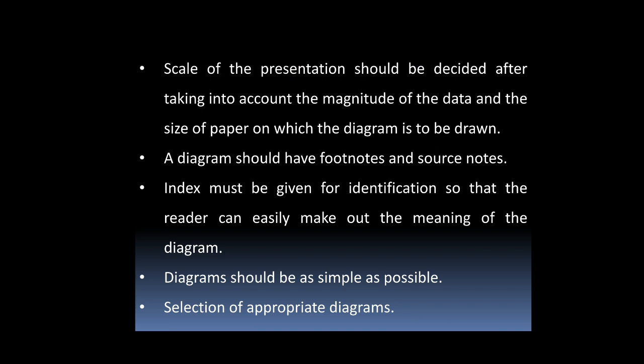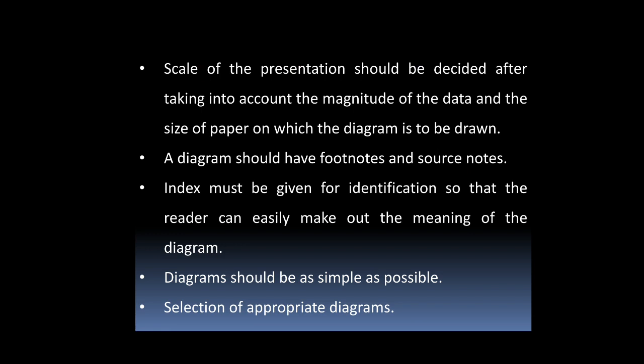Dear students, a diagram should have footnotes and source notes. In order to clarify some points relating to the diagram, footnotes are given at the bottom of the diagram. Source notes are also given at the bottom to indicate the source from which data have been obtained. An index explaining different types of lines or colors or shades should be given in the diagram so that its content can be easily understood and the reader can easily make out the meaning of the diagram.